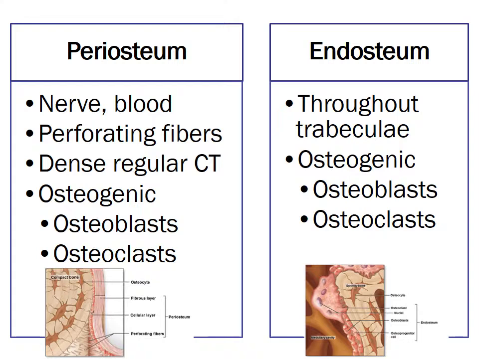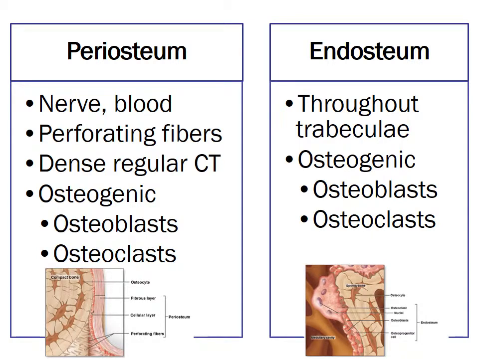Now, all bones have a periosteum. This tissue covers the entire bone except where that bone touches another bone in an articulation. The outer surface of the periosteum is dense, regular connective tissue proper, but the inside edge is a thin membrane that contains the osteoblasts and osteoclasts. The periosteum not only houses these cells, but it also carries nerves and blood vessels.